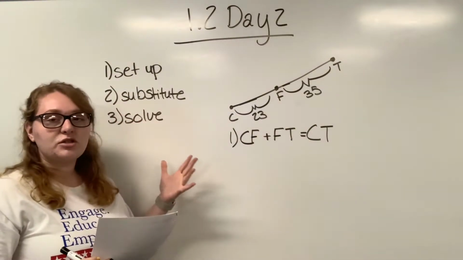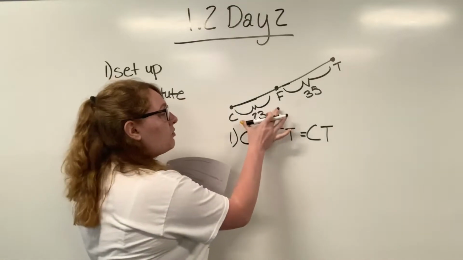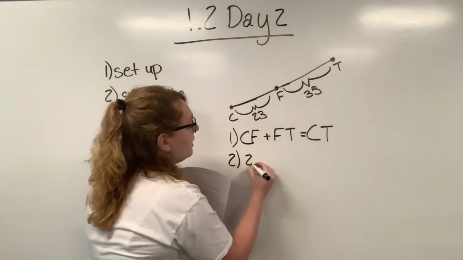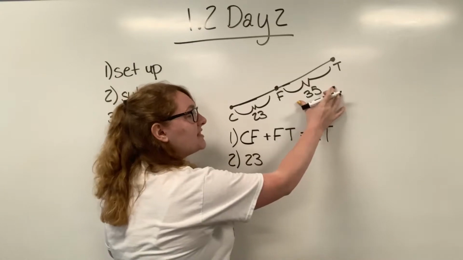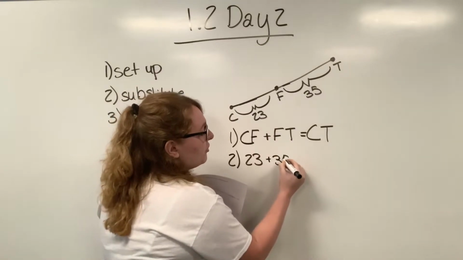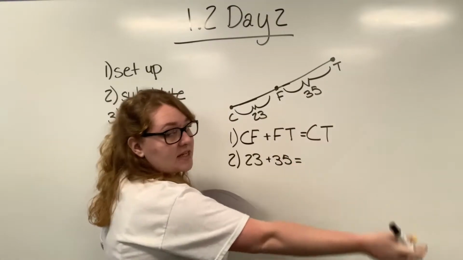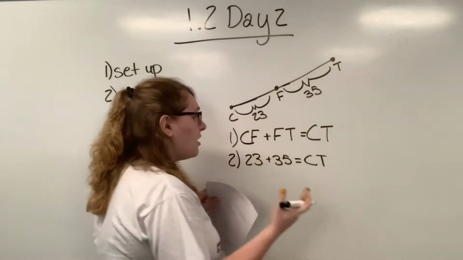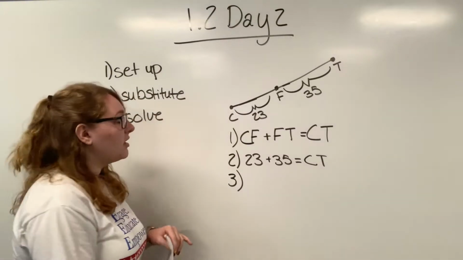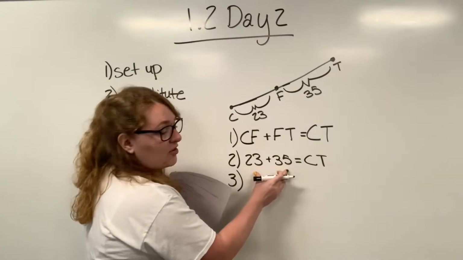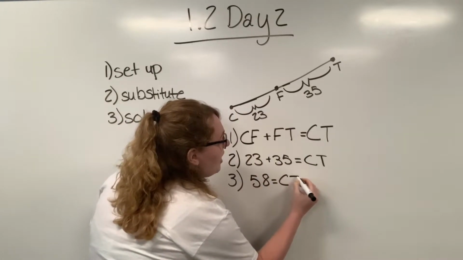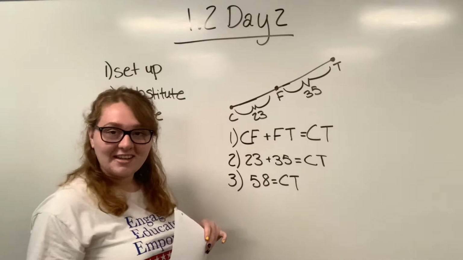Step 2, we have to substitute in what we know. Well, we know that the distance between C and F is 23. So instead of writing CF, I'm going to write 23. We also know that the distance between F and T is 35. So instead of writing FT again, I'm going to write 35. And since we still don't know what CT is, I'm going to leave that there. So we substituted in everything we know. Now, step 3, we gotta solve. So we're gonna add 23 and 35 together and get 58. And that is the distance between C and T.